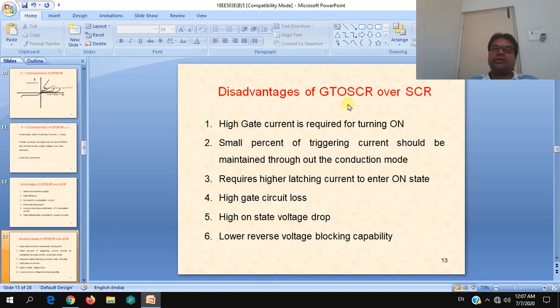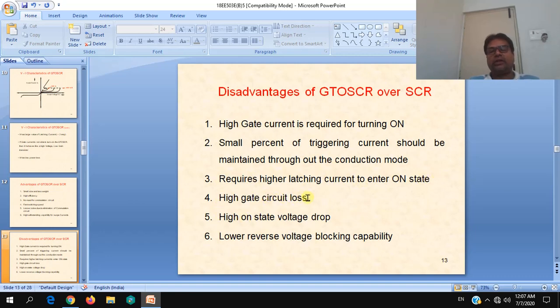When it comes to the disadvantages, high gate current is required for turning on, as we have discussed, and a small percent of triggering current should be maintained throughout the conduction mode. It requires higher latching current to enter the on state.